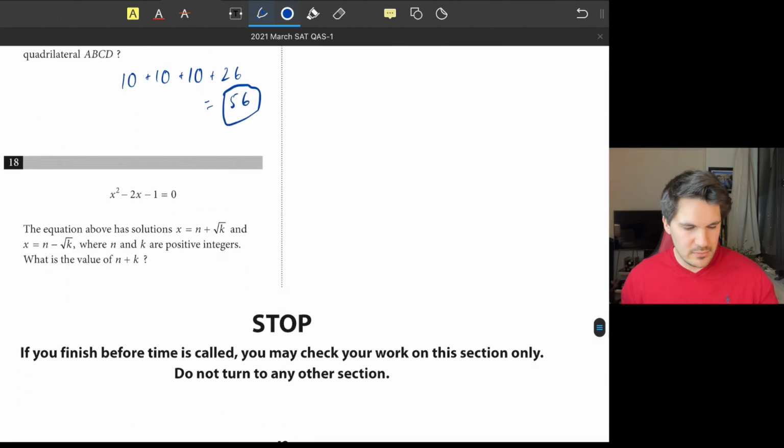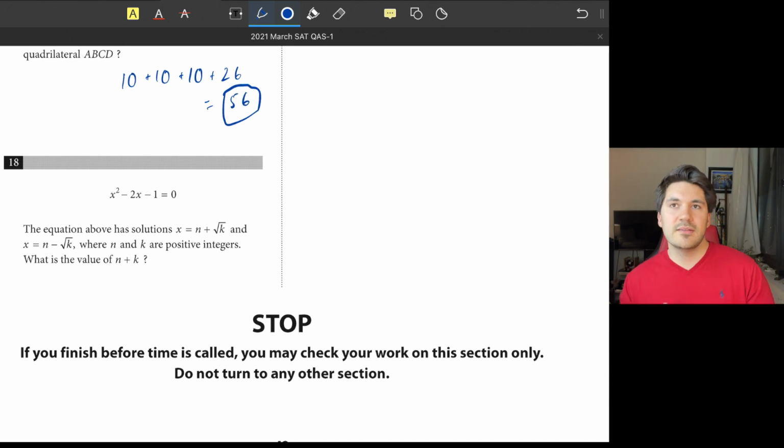Number 18, with an equation, beautiful. X squared minus 2x minus 1 equals 0. The equation above has two solutions. x equals n plus root k, and x equals n minus root k, where n and k are positive integers. What is the value of n plus k?